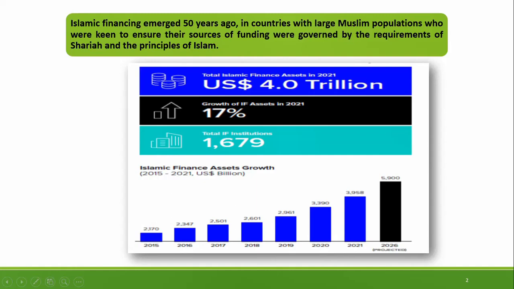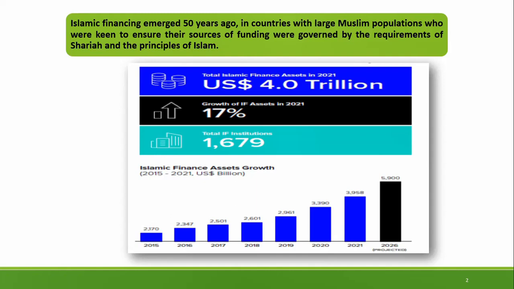There are 1,679 total Islamic finance institutions which are operating in 2021. If we look at the Islamic finance asset growth over the period from 2015 to 2021, the Islamic finance assets grew from 2,170 billion US dollars to 3,958 billion US dollars. So almost double.